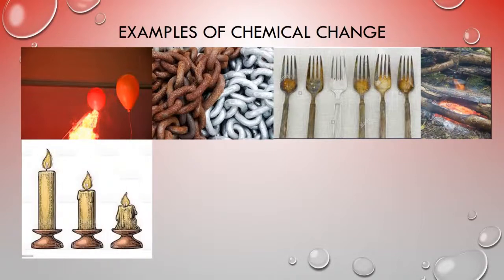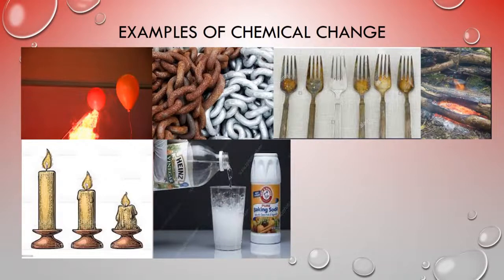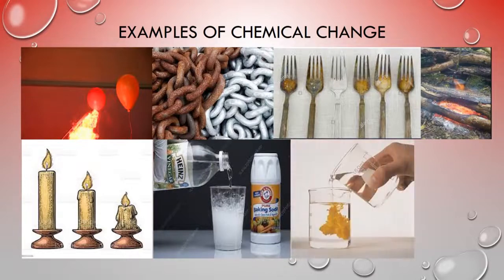So coming to a burning candle. A candle produces heat and light. The candle gets smaller and disappears. Therefore, burning a candle is an example of a chemical change. There is the example now of vinegar with baking soda. The bubbles are produced. If bubbles are produced, it is an example of a chemical change.